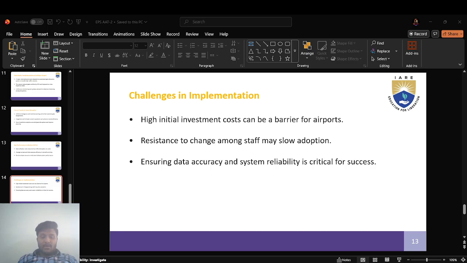Third one is on-time departure and arrival rates. These indicate how reliable the airport and airlines are in keeping flights on schedule. High on-time rates mean flights are leaving and arriving as planned, which reflects a smooth operation and good coordination between gates, staff, and aircraft.